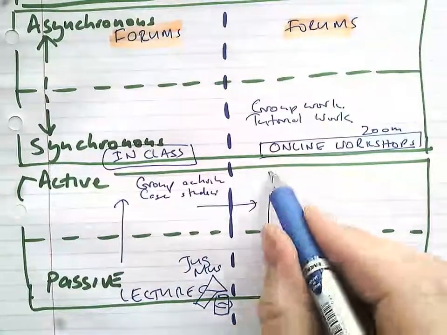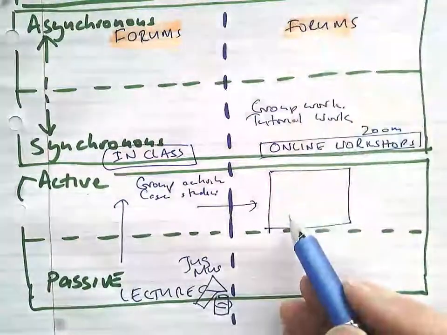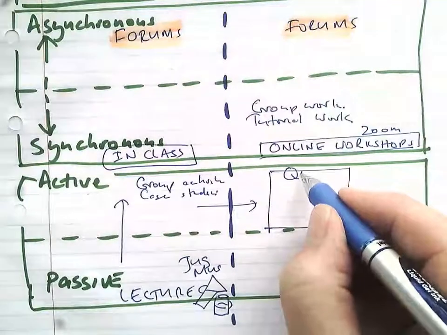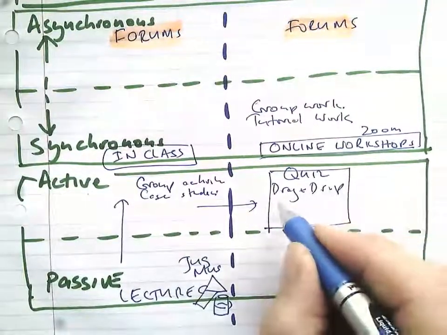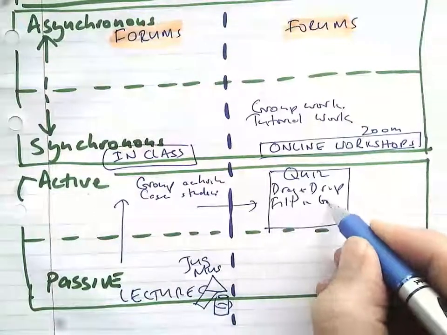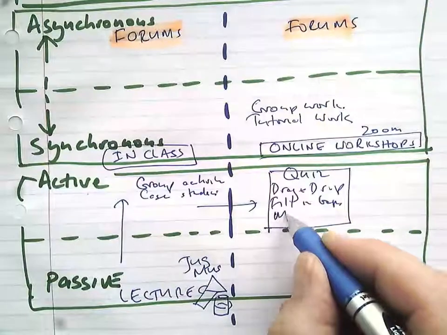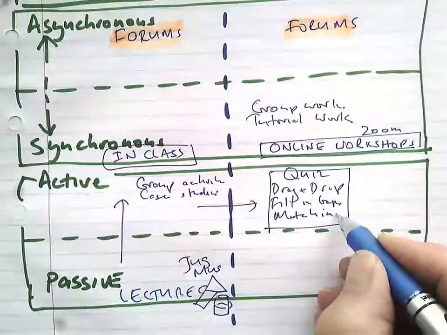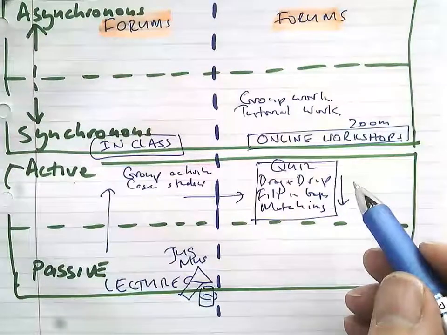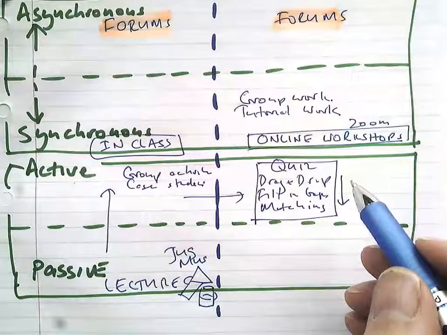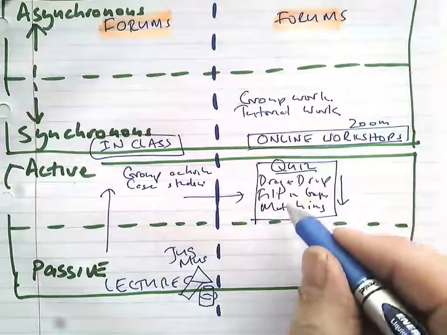Now we have another whole area here of active online, which is things like the online quiz. Drag and drop, fill in the gaps, matching, all these kinds of activities which can make passive reading a little bit more active. You get input and then instant feedback. These are all self-marking kind of things.